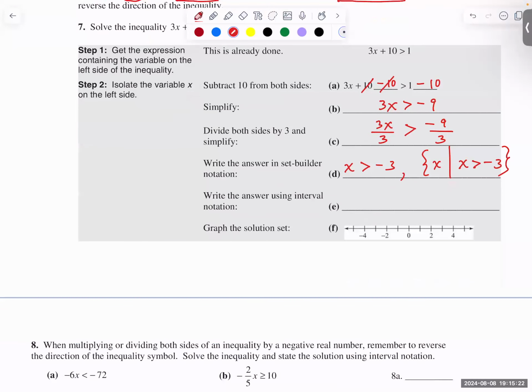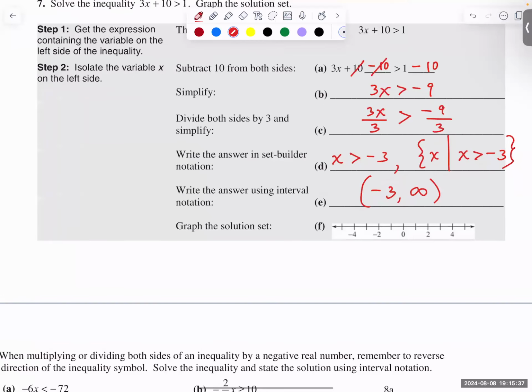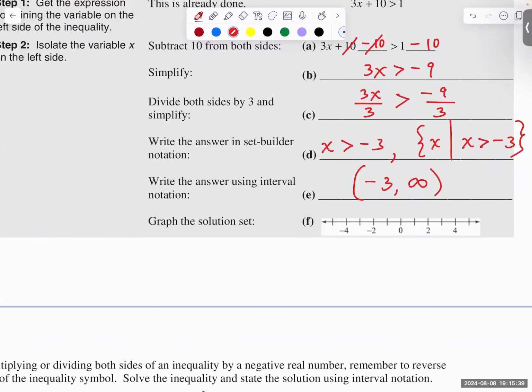In interval notation, since it's a strict inequality, it'll be left parenthesis, negative 3, comma, and to the right we'll have positive infinity. So the solution set will exclude negative 3 with a paren, and then shading to the right is the graph of the solution set.